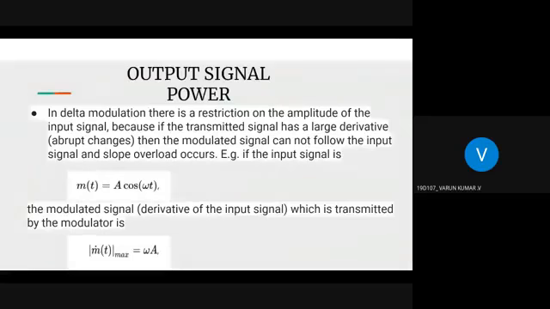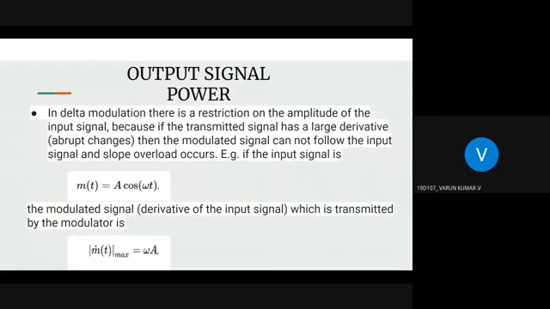Thank you, Rohit. The output signal power. In delta modulation, there is a restriction on the amplitude of the input signal, because if the transmitted signal has a large derivative, abrupt changes, then the modulated signal cannot follow the input signal and slope overload occurs.